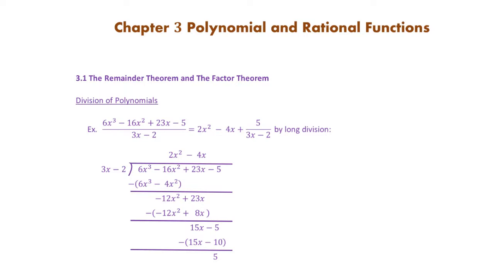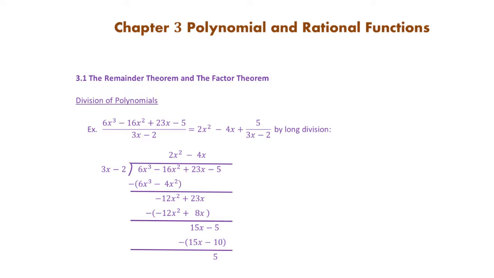So 5 times 3x minus 2, 15x minus 10, and then you subtract that from the dividend. So that becomes negative 15x plus 10, and then you just combine. So 15x and negative 15x cancel, and the negative 5 and plus 10, you get positive 5. So in the quotient on the top, you got 2x squared minus 4x plus 5, which I missed here. And then you have the last number 5 at the bottom.